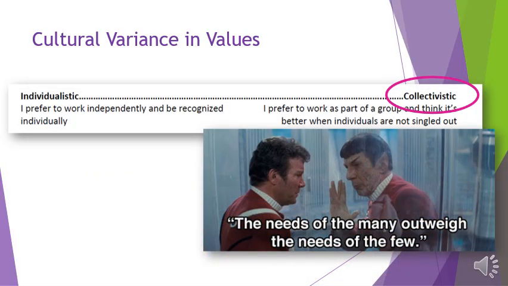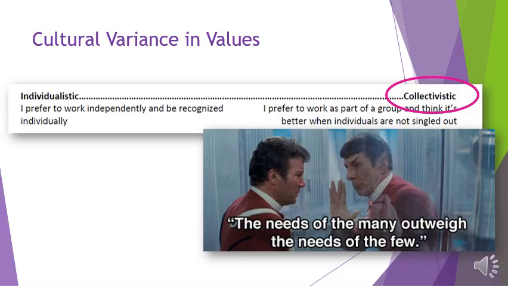So let's start with the values on that bottom continuum first, which is the easiest to comprehend. Individualism and collectivism refer to whether the needs of the individual are more highly valued in a culture or if the needs of the group outweigh the needs of a single person.